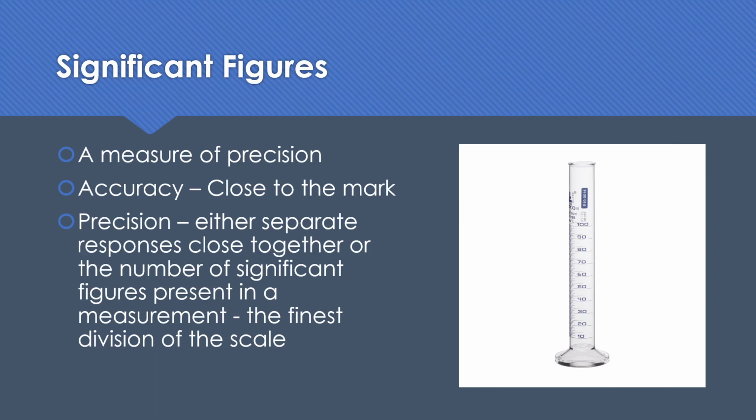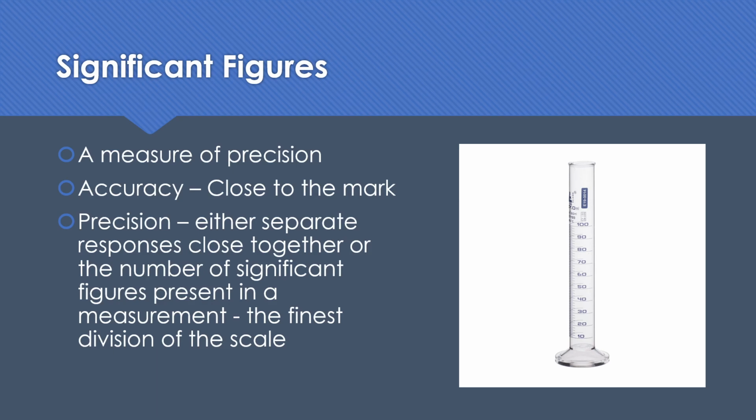So you want as precise an instrument as possible. So a graduated cylinder is significantly more precise than a beaker. A scale that goes to 10 digits is significantly more precise than a scale that only goes to, say, 2 digits, right? So that's one of the ways we can think about precision, and that's probably the easier way to think about it when we're talking about significant figures.